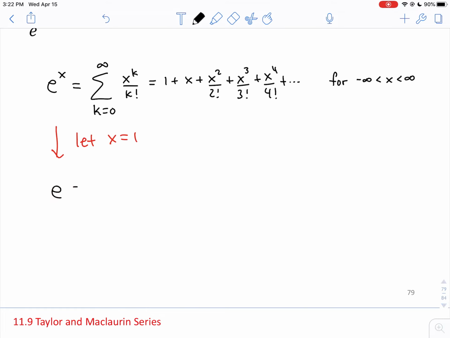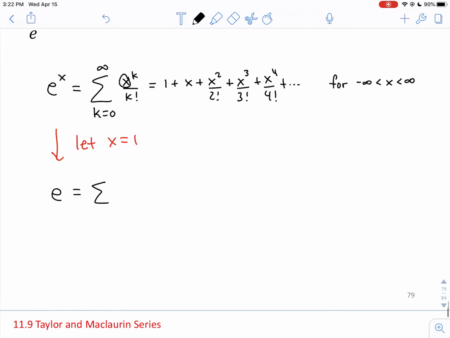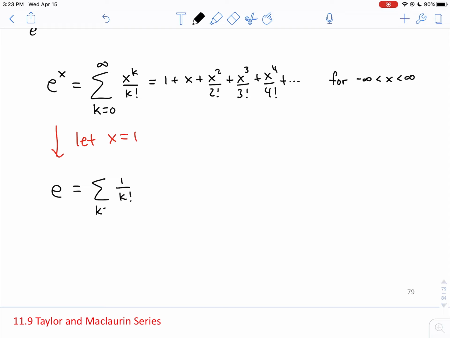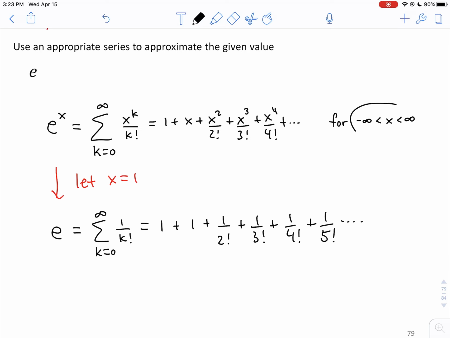So we just get e to the 1, that's just e, is equal to the series, and then change this x to a 1, and 1 to the k is just always 1, so that's just 1 over k factorial, from k equals 0 to infinity. Change all these x's to 1s, and we just found a series that will converge to e. Now, choosing x equals 1 was allowed because, remember, we're allowed to choose any x for this particular case.